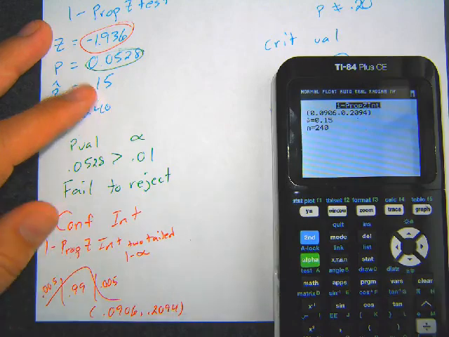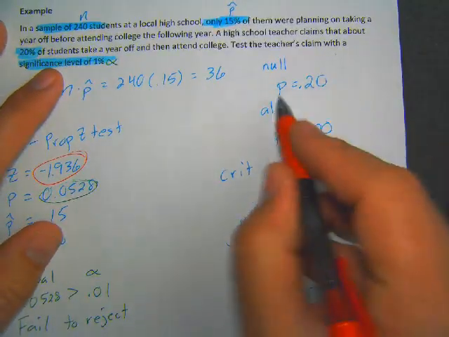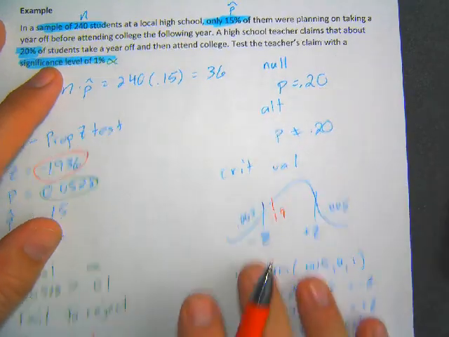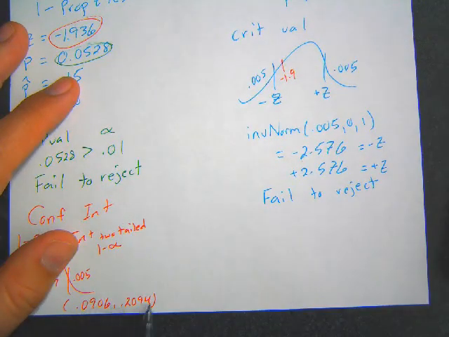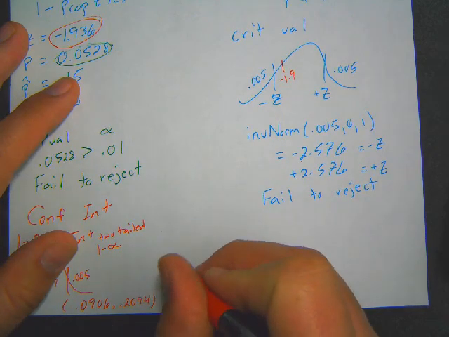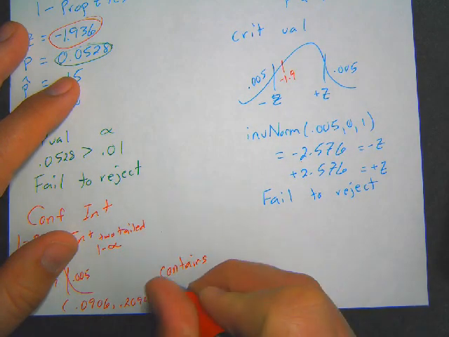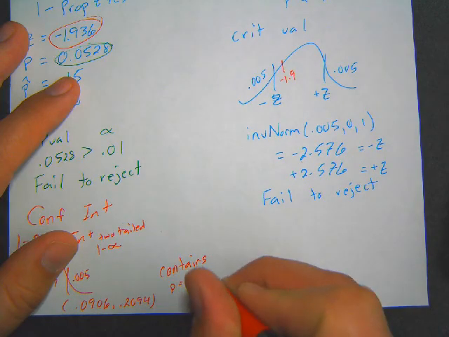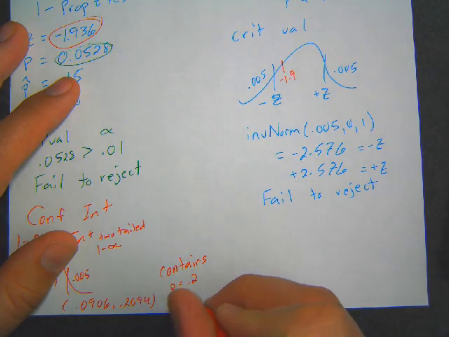0.2094. And then, as always, we look at the claimed value p and say, does it fit inside? Does 0.20 fit inside there? Well, yes, it does, because this one goes all the way to 0.2094. It's a little bit higher. So it contains that claimed value of 0.2. So we failed to reject.